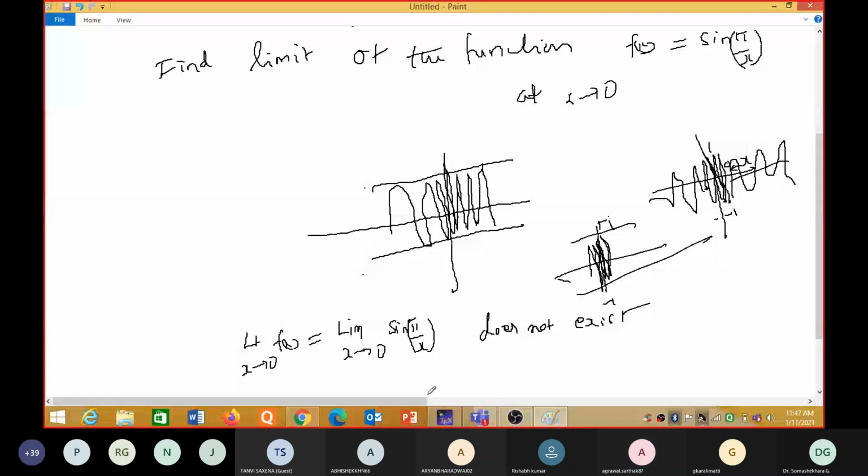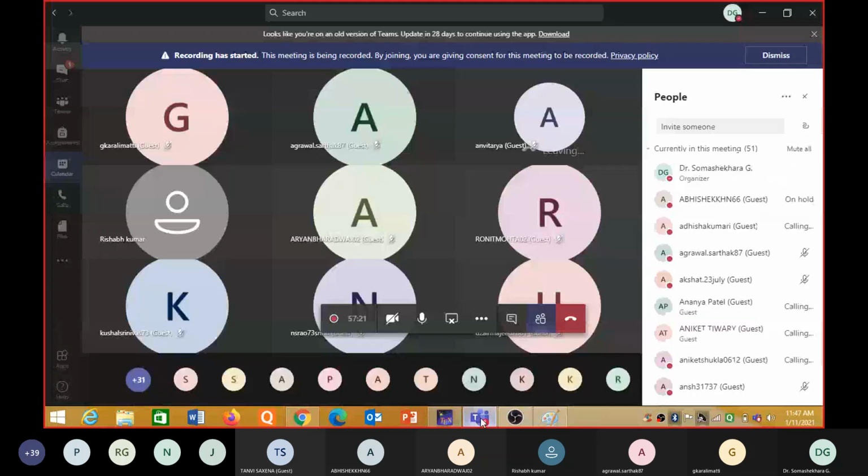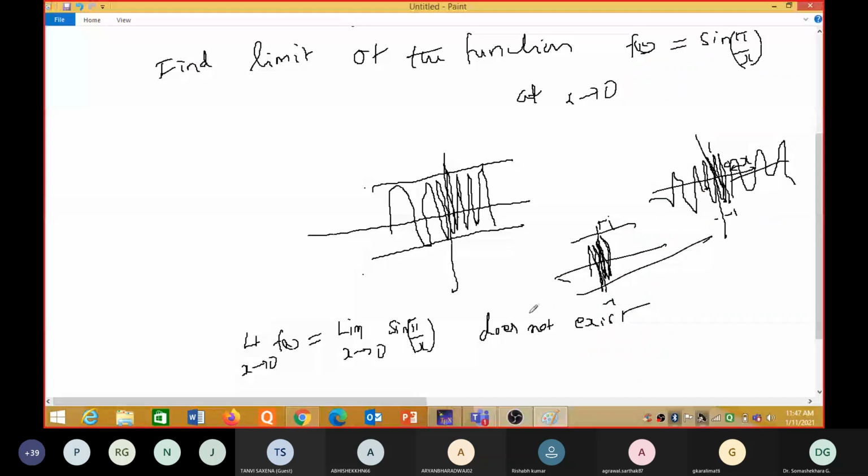Why do we say the limit does not exist? Can you answer this question? You have already written everything, but you should give some justification for this one.